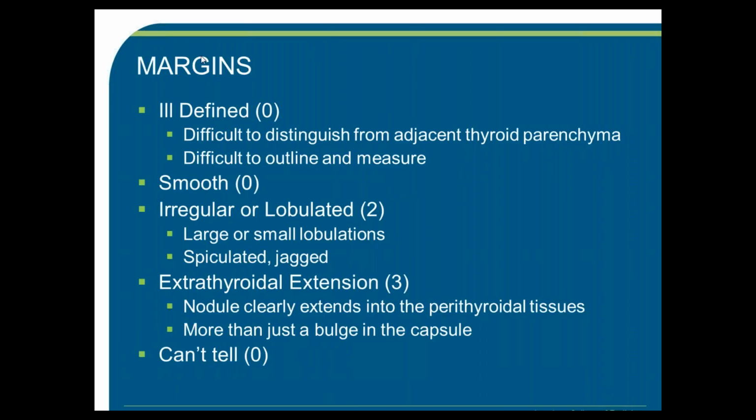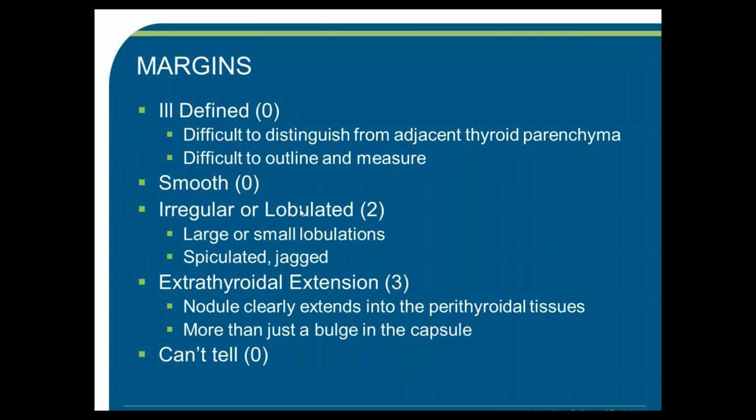Next, we move on to margins. Margins are divided into ill-defined, smooth, irregular or lobulated, and extrathyroidal extension. Ill-defined is determined when the nodule is just really difficult to distinguish from the adjacent thyroid parenchyma. That makes it difficult to make an outline of the nodule or to measure the nodule. That gets 0 points. Smooth is self-explanatory. That also gets 0 points.